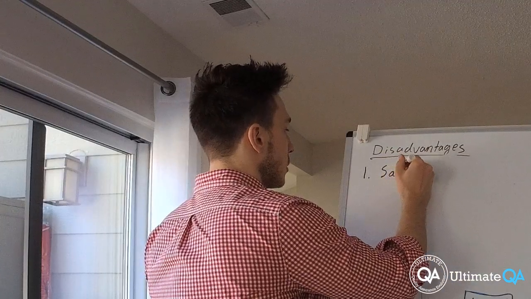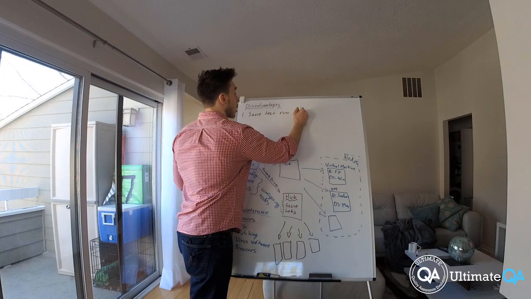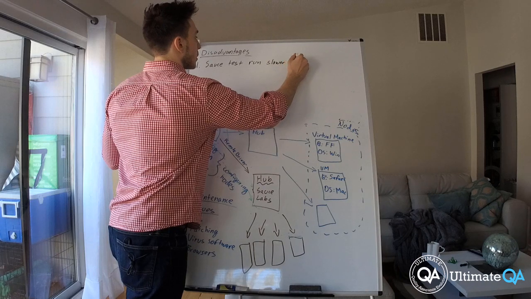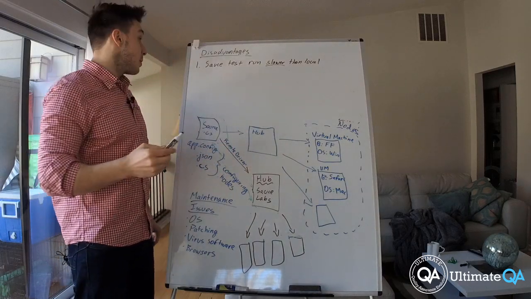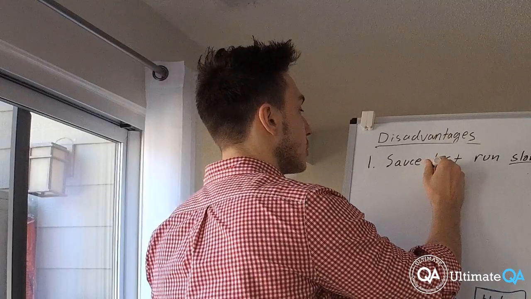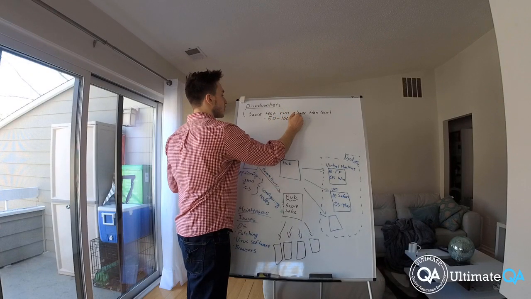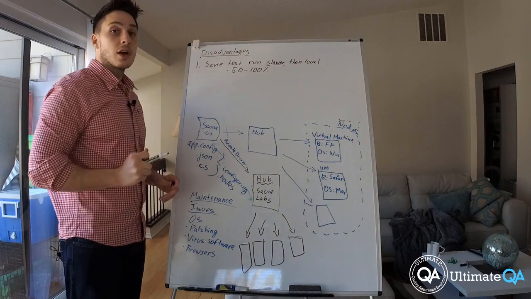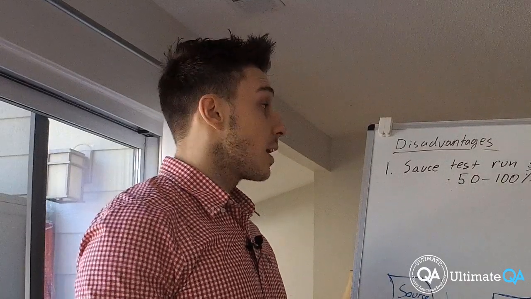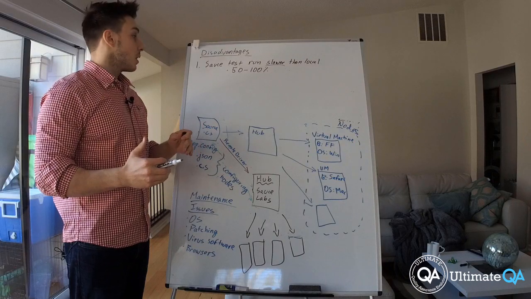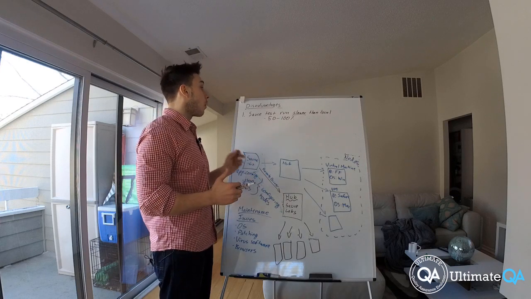So Sauce tests run slower than local tests. Slower. And in my experience, I've found that they can be slower anywhere between 50 to 100%. Now, that's for tests that run about a minute. For a minute-long test, they'll run anywhere between 50 to 100% slower. Obviously that's not going to be the case if your test runs longer than 30 minutes, and I'll explain why in a second.